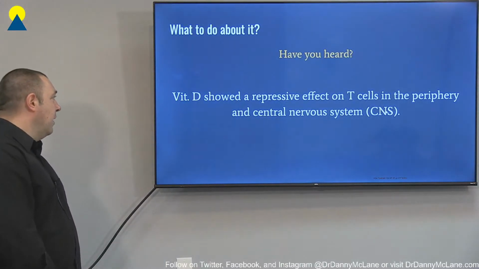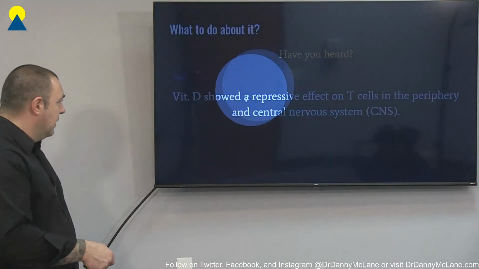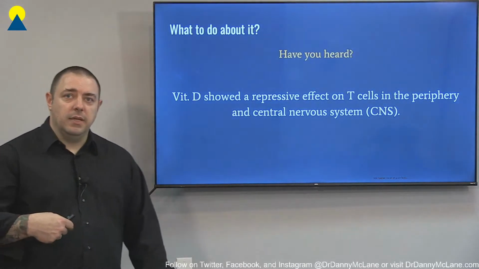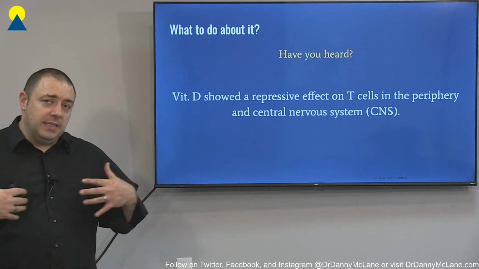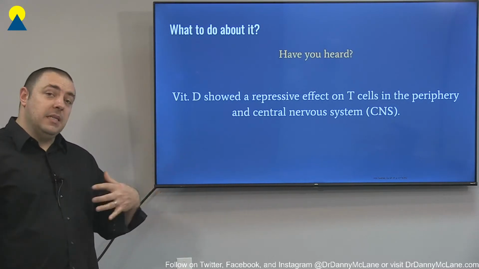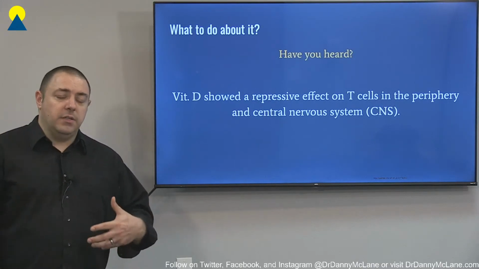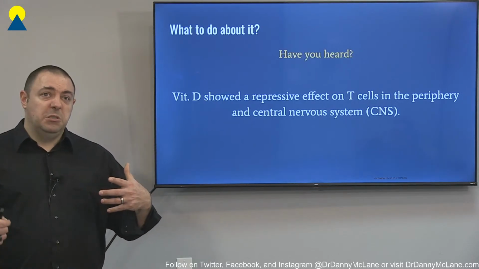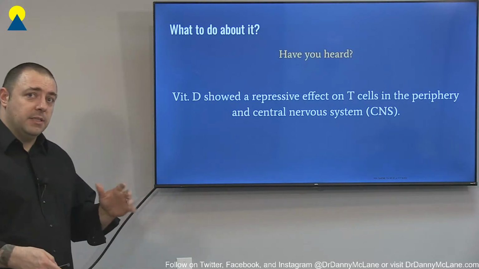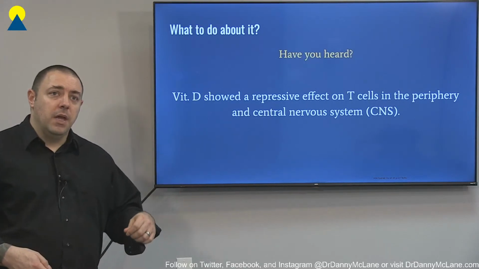There you go. Vitamin D showed a repressive effect on T cells in the periphery and, wait a second, central nervous system. Periphery meaning not just gut, okay? So if you have an inflammatory disease that starts in the gut and goes into the blood, it goes to the periphery, that means non-intestinal. That means other organs in your body: chronic liver stuff, kidneys, bladder, reproductive system, lungs, heart, spleen, pancreas. All of these areas can be affected by autoimmune disease, and vitamin D helps to downregulate all of them.